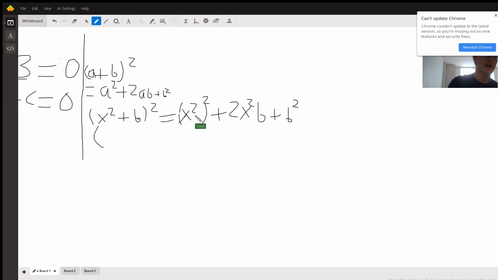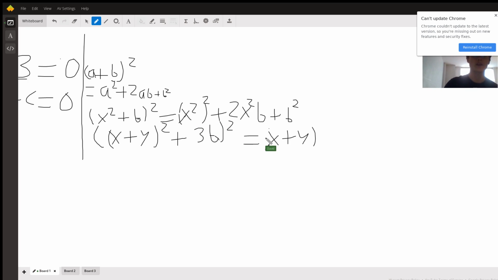We could write x plus y squared plus 3b. And then it would similarly be true that this is equal to the square of the first thing, x plus y squared, that is x plus y to the 4th, plus twice the product of the two things, twice x plus y squared times 3b, and then plus the square of 3b.